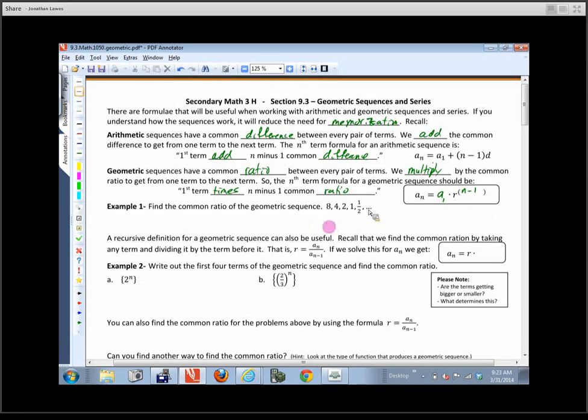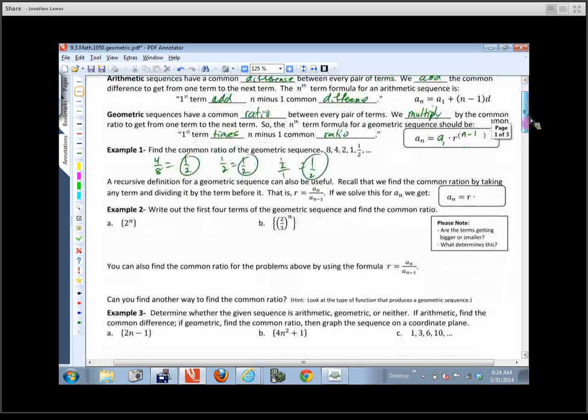So we've got the sequence right here, and we want to find the common ratio. To find the common ratio, you take any term and divide it by the one before it. So if I take 4 and divide it by 8, I get 1/2. If I take 1 and divide it by 2, I get 1/2. And if I take 1/2 and divide it by 1, I get 1/2. So every one of these pairs of terms, if I take the next term and divide it by the one before it, I always get a ratio of 1/2. And that's what we mean by having a common ratio.